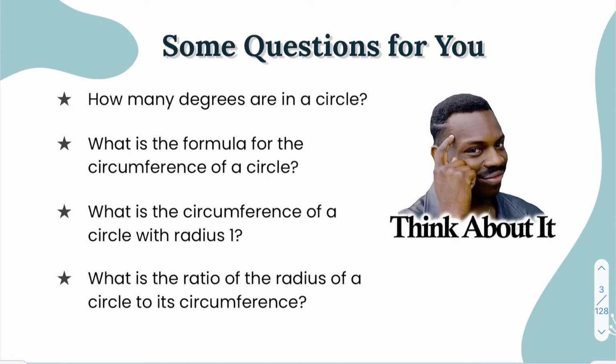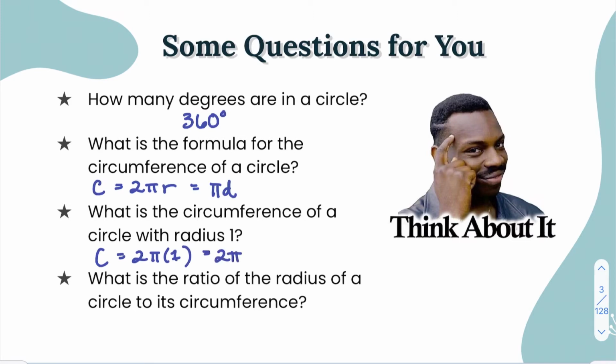All right, so for this first one, how many degrees are in a circle? That's going to be 360 degrees. What is the formula for the circumference of a circle? 2 ways you can think of this. Circumference is 2 pi r, not to be confused with the area of a circle, which is pi r squared, or because 2r is just the diameter, pi d. What is the circumference of a circle with a radius of 1 then? Well, that's going to be 2 pi times the radius, so that circumference is just going to be 2 pi.